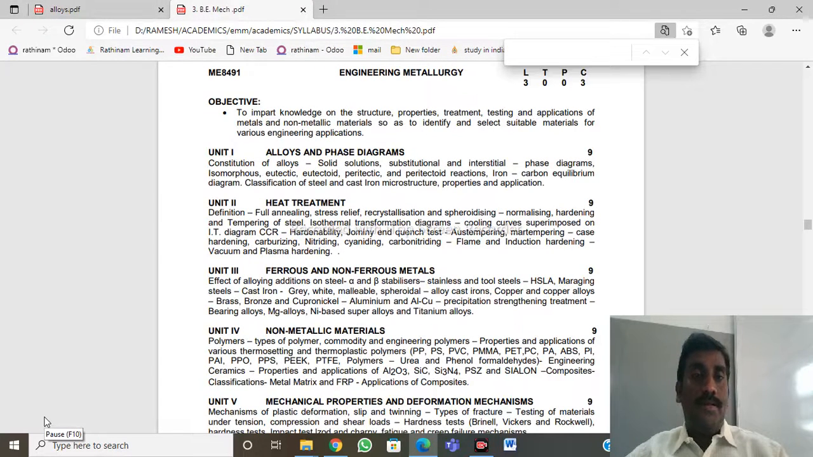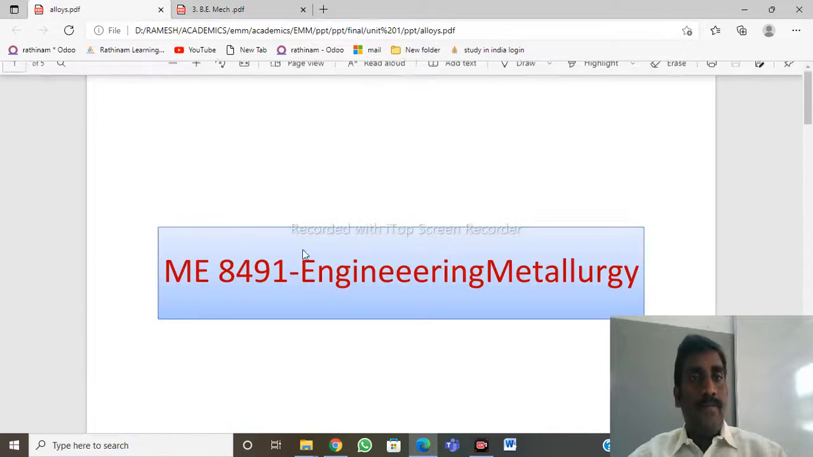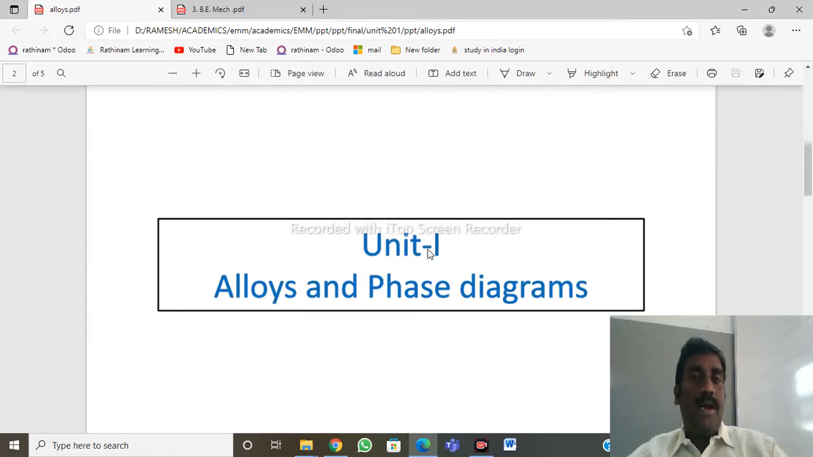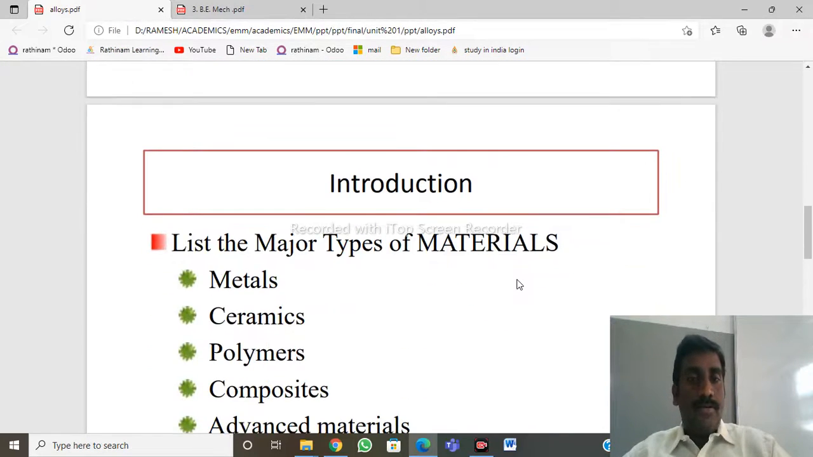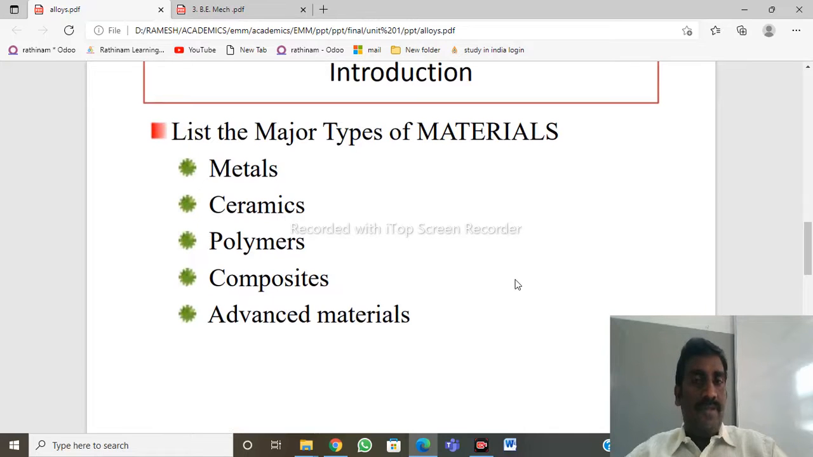In this engineering metallurgy course, unit one is alloys and phase diagrams. The first topic of this unit is the constitution of alloys. So we have to know what is meant by alloys and phase diagrams in this unit. First of all, we have to know the materials.